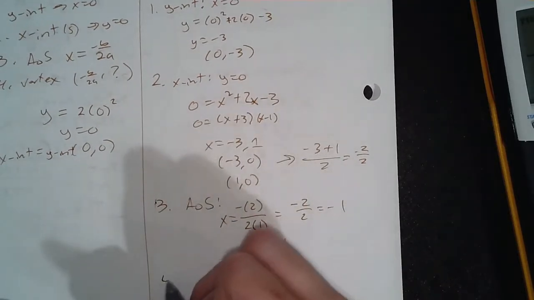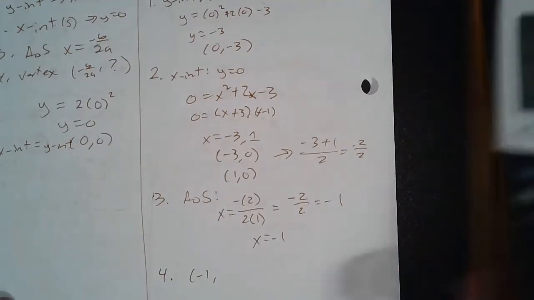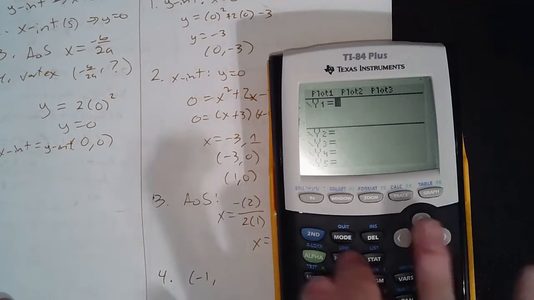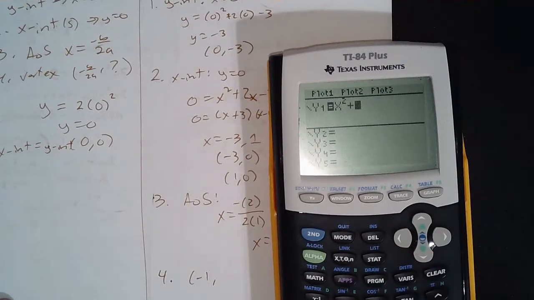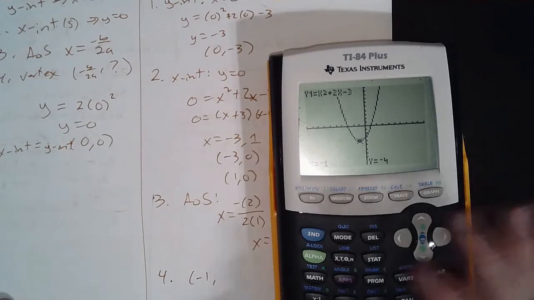To find the vertex, we plug negative 1 into the equation. We get negative 1 comma what? Let's use our calculator to figure that out. X squared plus 2x minus 3. Hit graph, and now we just need to plug in negative 1. We hit trace, plug in negative 1, and we got negative 1 comma negative 4.